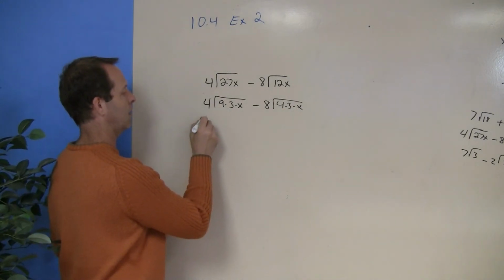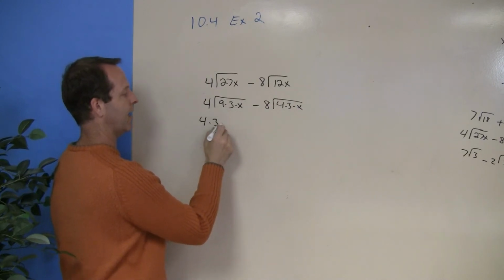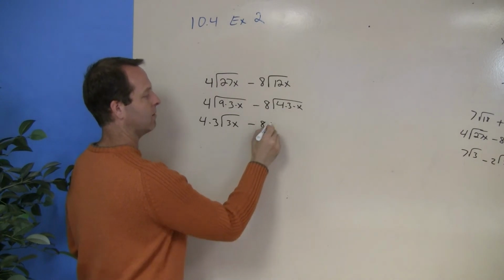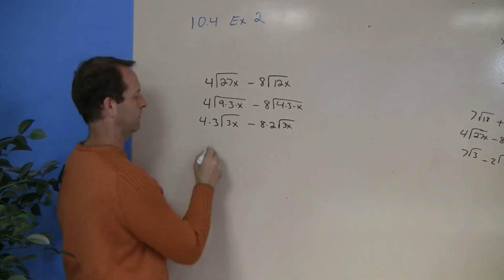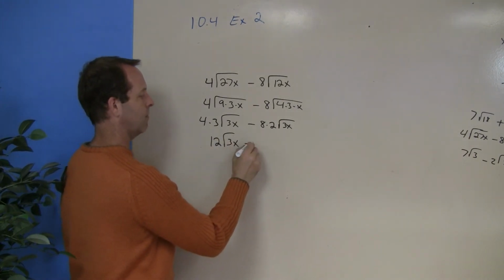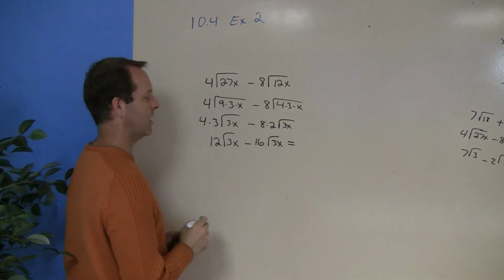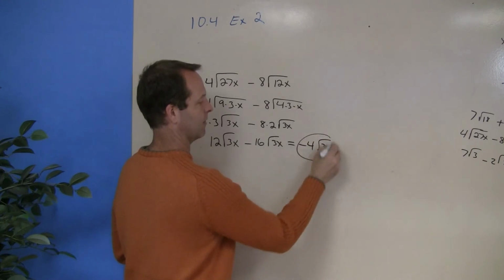So 4 times a 3, square root of 9 is a 3. 3 and x stay inside. Minus an 8 times a 2 with a 3x still inside. So I have 12 square roots of 3x minus 16 square roots of 3x, which gives me negative 4 square roots of 3x.